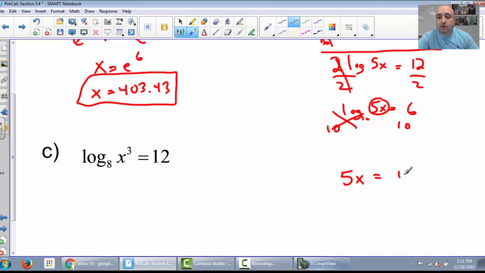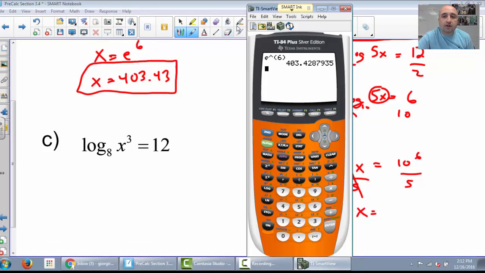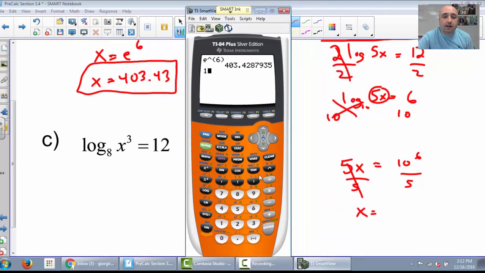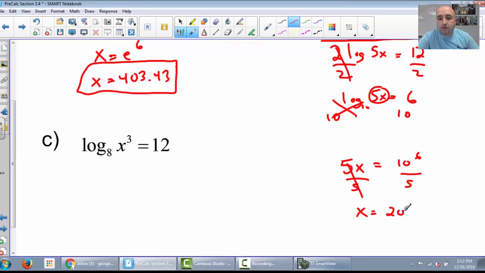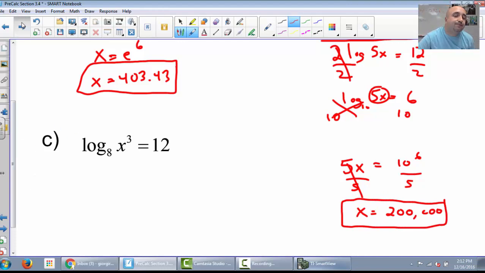So that's 10 to the 6th power, and then we're going to divide by 5. So x equals, let's do this in our calculator, 10 raised to the 6th power is 1,000,000 divided by 5 gives me an answer of 200,000. So 200,000 is my correct answer. Okay, so please remind me, we're going to do C in class. Remind me to do that one.